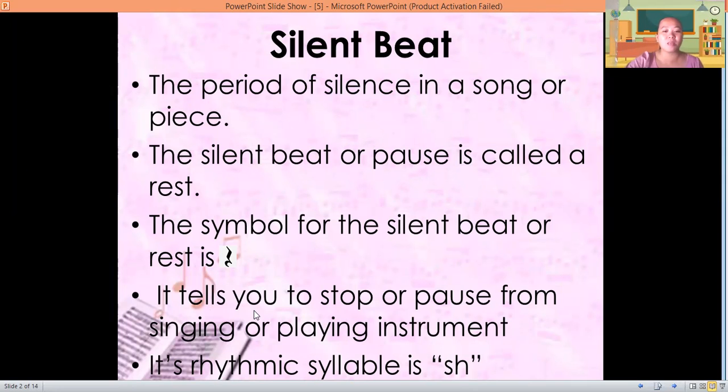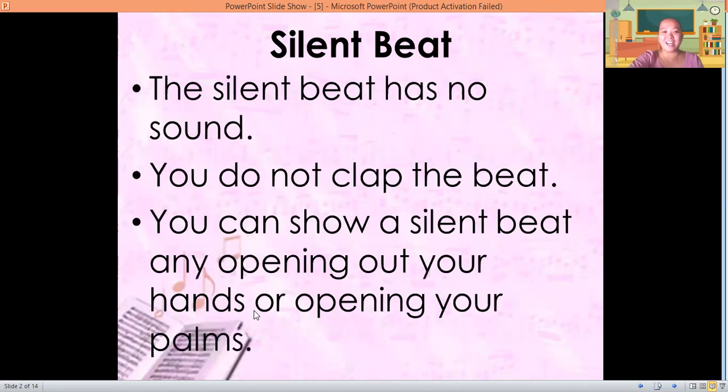Its rhythmic symbol is sh, right? In our steady beat, we say ta, ta, ta. But in our silent beat, it is sh. Okay? Sh. Can we do it again? Sh. What about the steady beat? Ta. Silent beat? Sh. Steady beat? Ta. Silent beat? Sh. Okay?